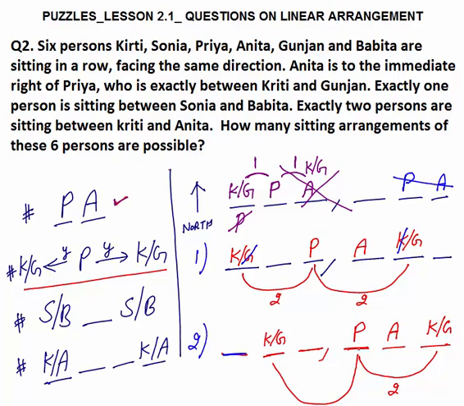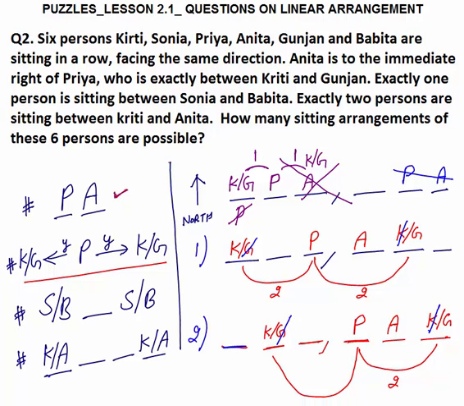The second diagram, what would be K and what would be G? This won't be K because between K and A there should be 2 persons. So this would be G and this will be K. Now you can see that between K and A there are exactly 2 persons. Now what is left? Third symbolic notation, S and B. Now there should be a gap of 1 between S and B.